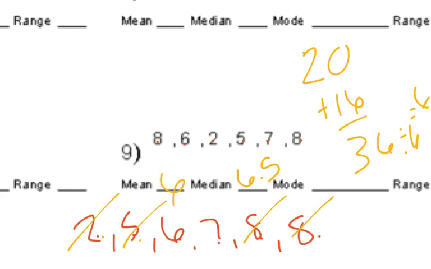Hey diddle diddle, the median's the middle. You add and divide for the mean. The mode is the one you see the most. I see 8 the most, and the range is the difference between. 8 minus 2 is 6. Okay, we only have a few more.